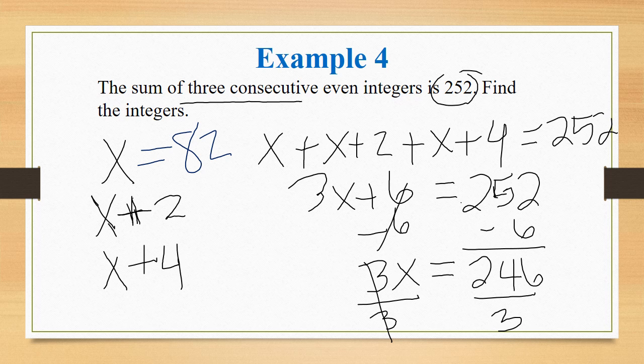And then what's 82 plus 2? 84. And then what's 82 plus 4? 86. Didn't we figure that out just by recognizing a pattern?